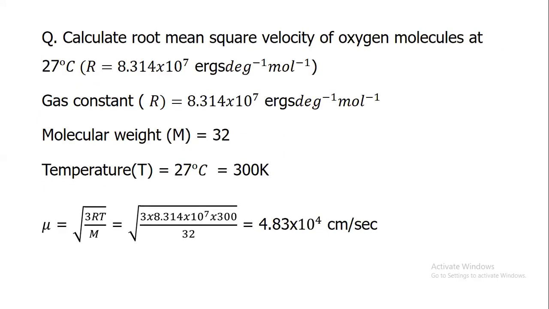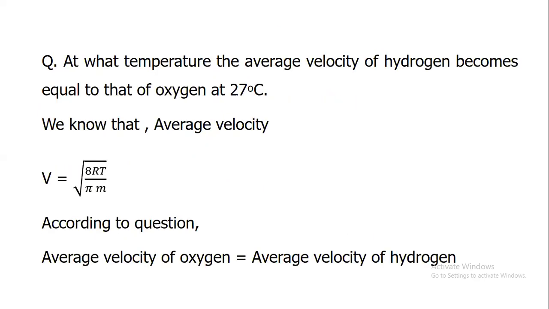Calculate the root mean square velocity of oxygen molecules at 27 degrees Celsius. Value of R is 8.31 × 10^7. Gas constant, molecular weight, temperature: mu equals root under 3RT over M. At what temperature will the average velocity of hydrogen become equal to that of oxygen at 27 degrees Celsius? Average velocity, we know that, is root under 8RT over pi M.